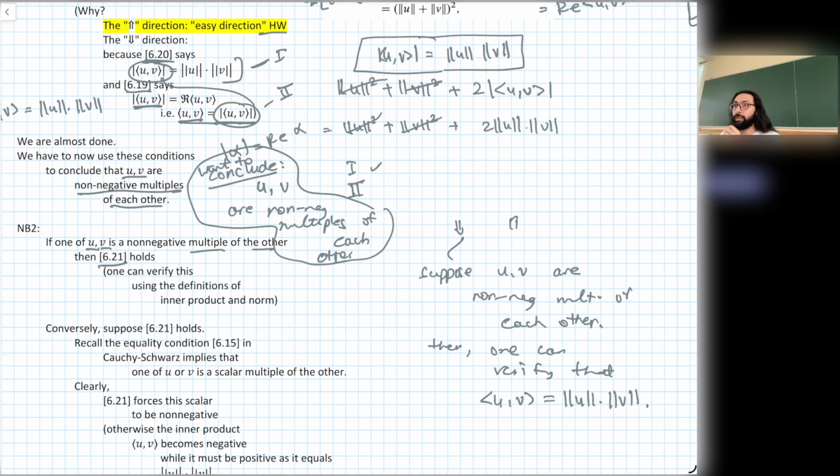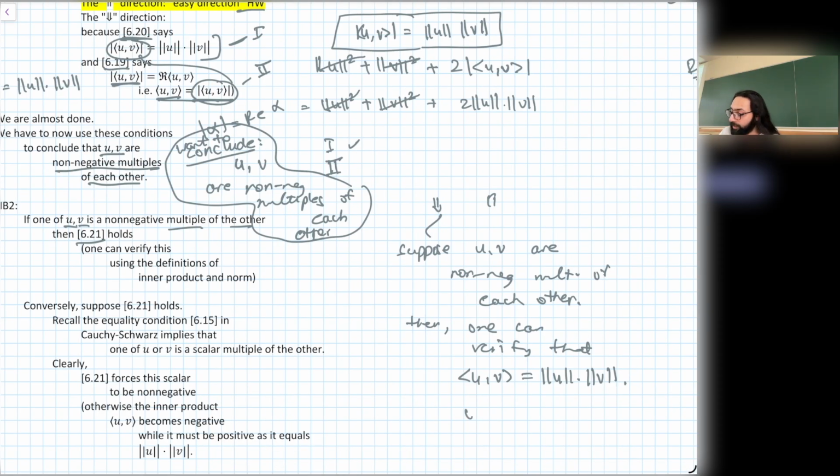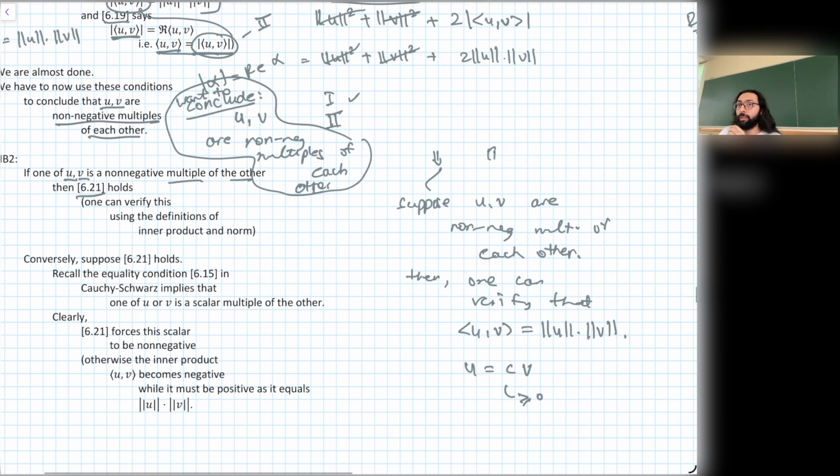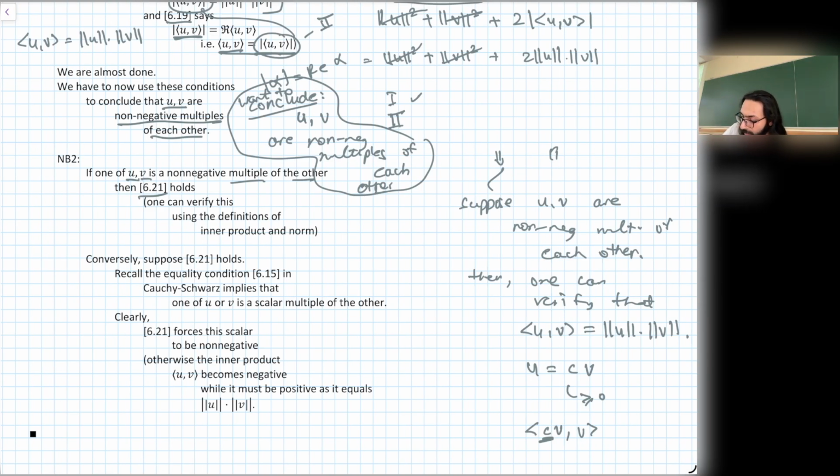Why is that? So let's do it explicitly, right? Suppose U is say C times V, and C is non-negative. When you take the inner product, what do you get? You get C times V inner product V. And then you can check the rest. So the crucial thing is this is non-negative. Okay, so this part is fine.